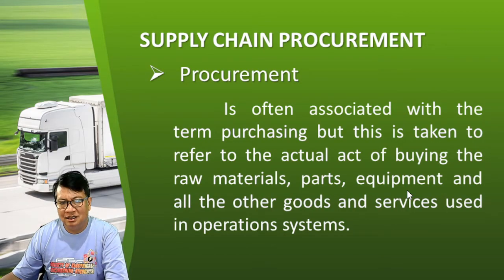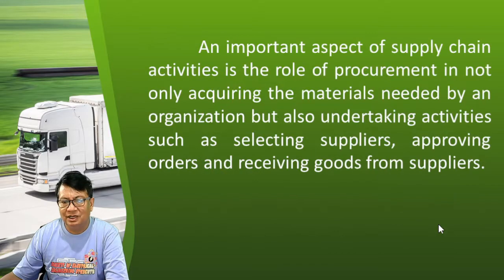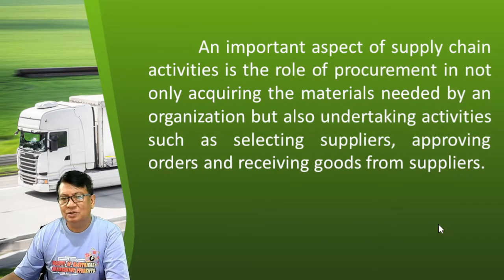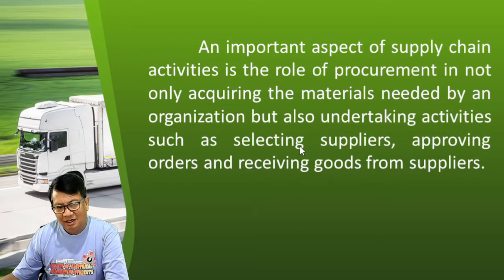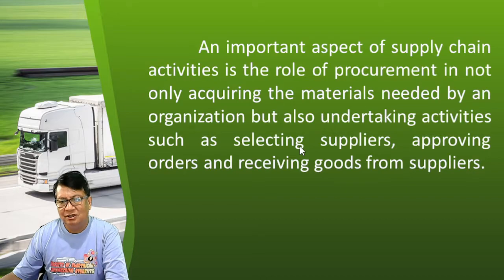What are the necessary products, or not product but raw material, needed for the production? An important aspect of supply chain activities is the role of procurement in not only acquiring the materials needed by the organization but also undertaking activities such as selecting suppliers. Okay, kaya nga mayroon po tayong tinatawag na canvassing. So we have this what we call canvassers, no? To choose who are the suppliers of our raw materials.